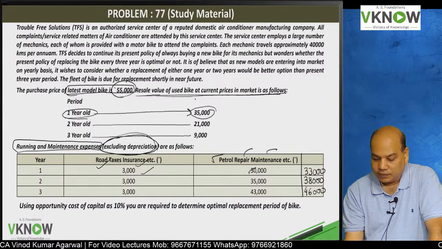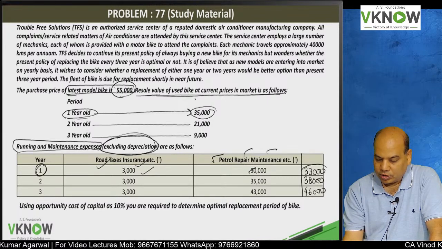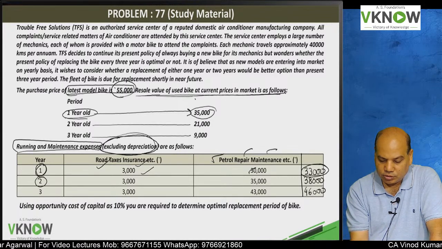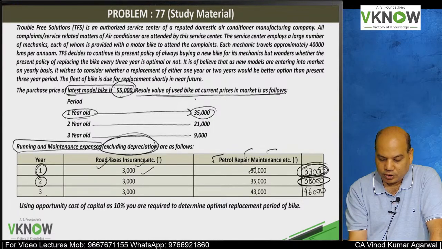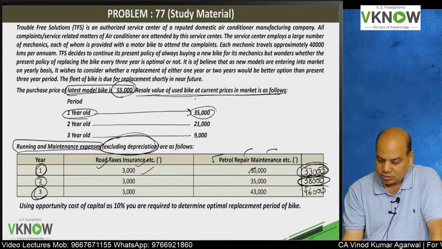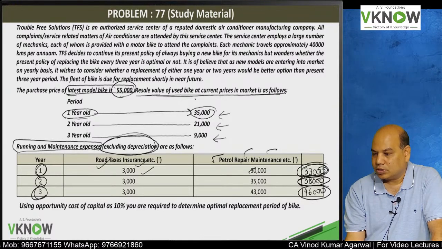So if I am going to replace after 1 year, I will incur 33. If I replace after 2 years, I will incur 33 and 38. And if I replace after 3 years, I will incur all the 3. Salvage value you will get depending upon the date of sale.